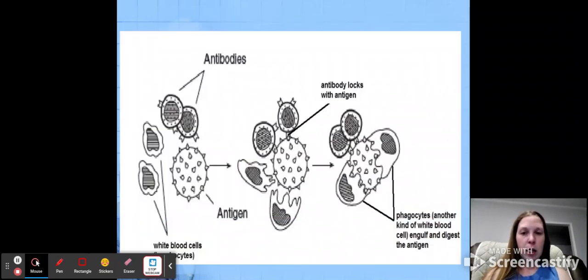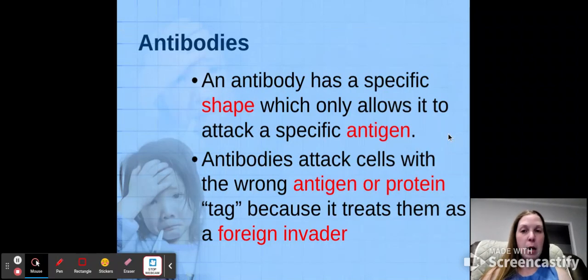So if you can look here, we've got our antibodies, we've got our white blood cells, and then we've got our antigen. And our antigen is what is foreign to the body. So that's what we don't like. The white blood cells come around, the antibodies connect to the antigen. Then the white blood cells, a specific type called phagocytes, will engulf and digest that antigen to keep it from infecting the body.